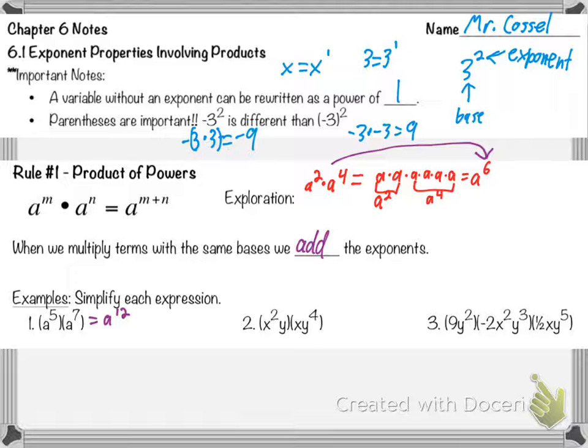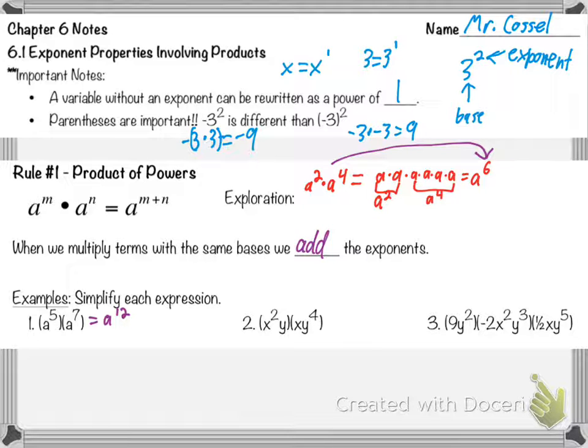Questions on that, of why the first example ends up being a to the 12th? Okay? Do we know what a is? Do we know what number that is? No, so we can't simplify it anymore. If this was 2 to the 12th, could we figure out what number that is further? Yeah, you could actually do that operation, but we can't with just a. We don't know what it is.